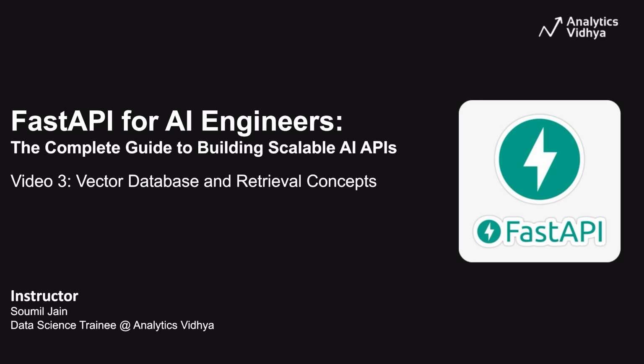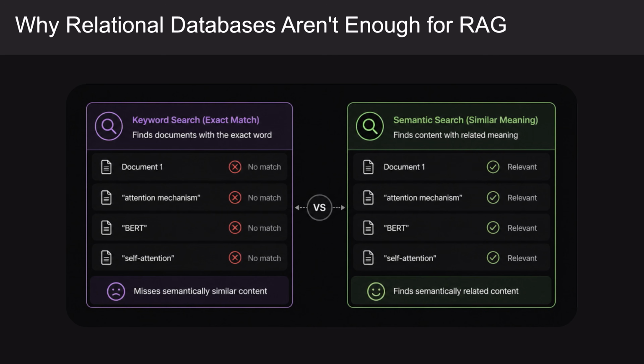Let's get into it. A SQL-like query finds documents that contain specific words. If a user asks, how does attention work in language models? And your documents talk about transformers and self-attention but never use the word attention mechanism in that exact form, the keyword search misses them entirely. RAG needs semantic search, the ability to find content that means the same thing even when different words are used.